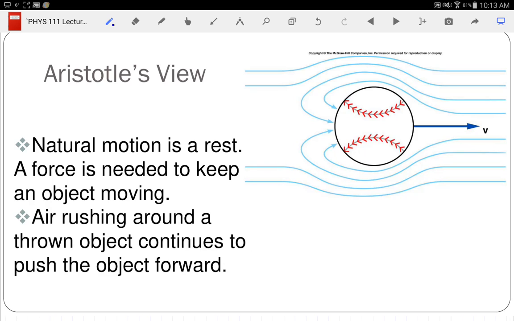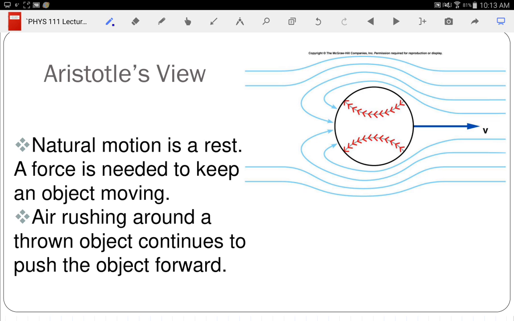So, throwing a baseball. I'm really going to hit Denver this time. You ready? There. Okay, so I throw the ball. Once it leaves my hand, I'm no longer touching it. I can't push on it anymore. And Aristotle understood that. He knew I wasn't continuing to push. There wasn't a continuation of my push once it left my hand.